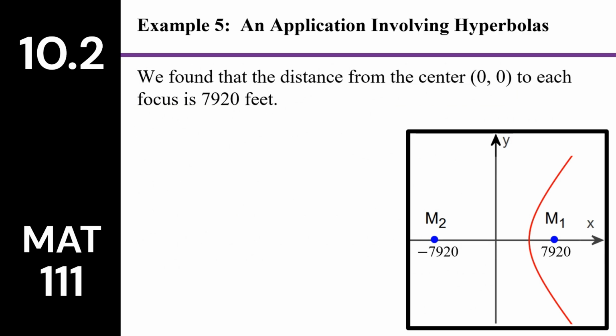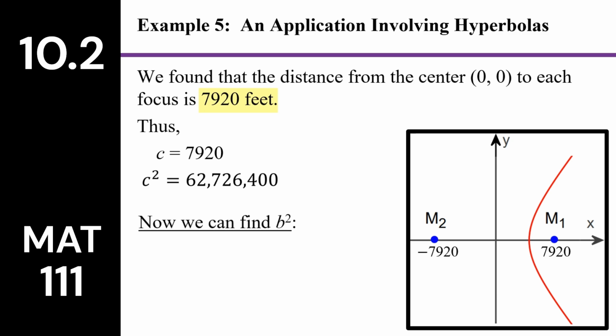We found that the distance from the center to each focus is 7,920 feet. Thus, that is our value for c. And squaring both sides gives us c squared equals 62,726,400. And now we can find b squared.